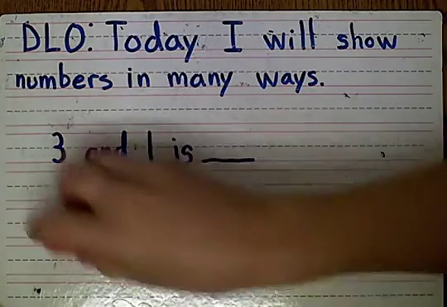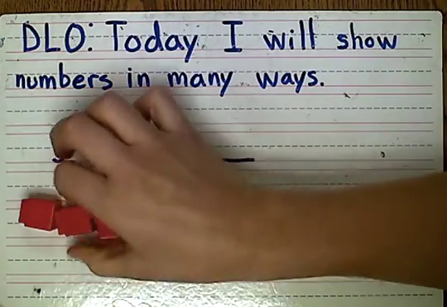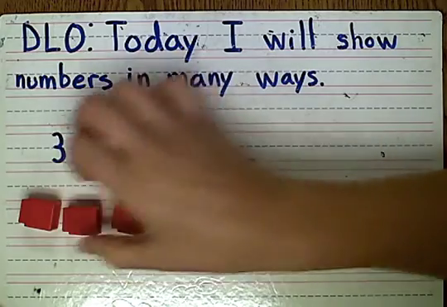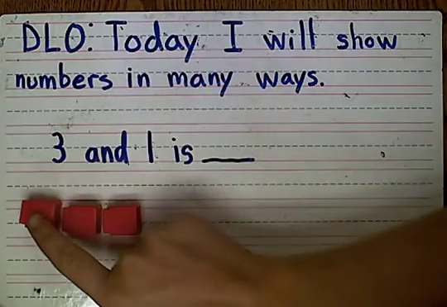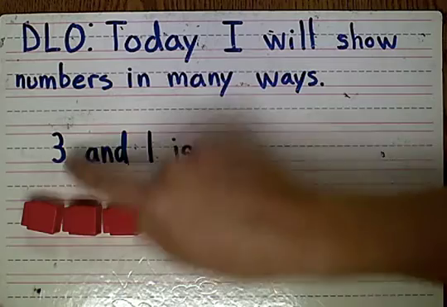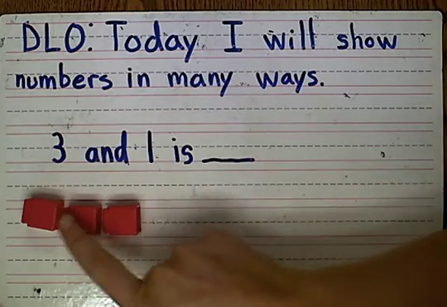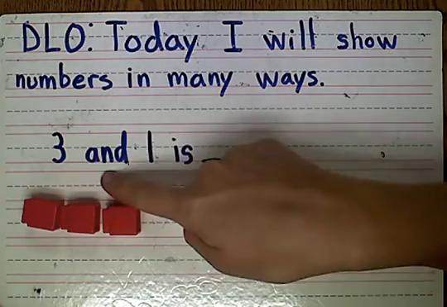I'm going to use my red cubes. Use whatever cubes you have. I'm going to build it. I'm not going to link them together right now because I want them separate. So I built 3. Let's count. 1, 2, 3. It says 3 and 1.